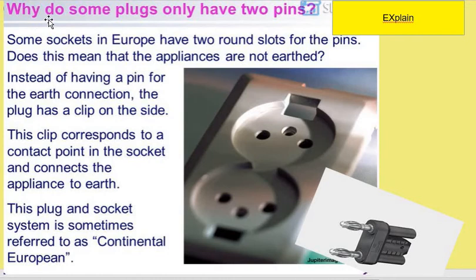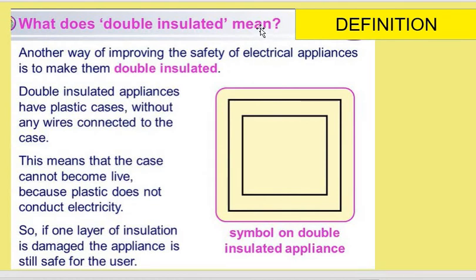Can you write an example and define what is a 2-pin plug? If something is double insulated, so this is a safety feature. What does that mean? Double insulated appliances have plastic cases without any wires connected to the case. The case cannot become live. Plastic does not conduct electricity. So basically, double insulation: it has a plastic case without any wires connected.